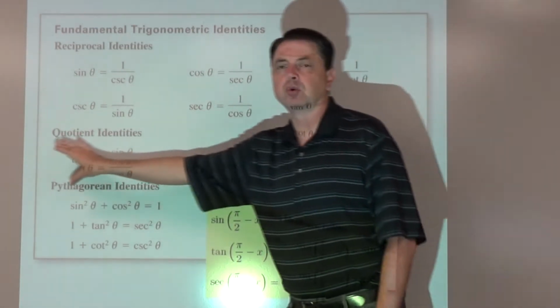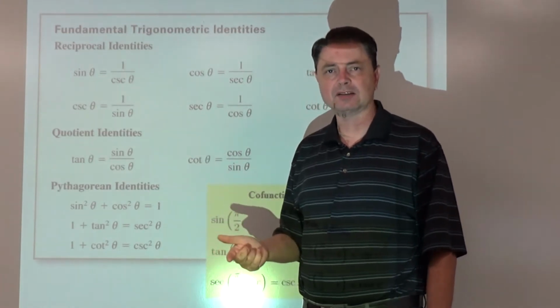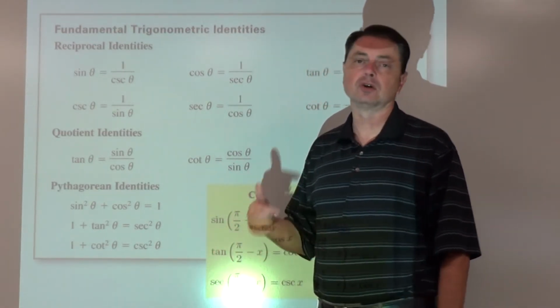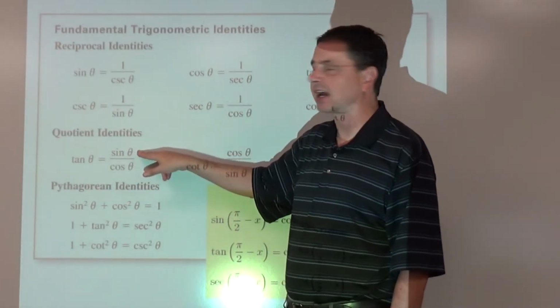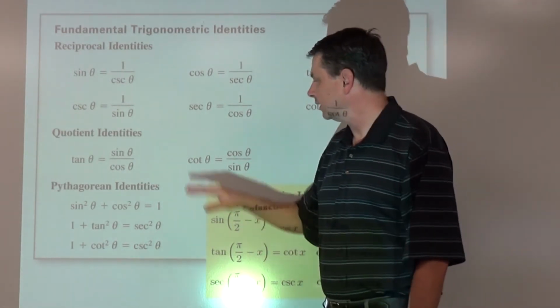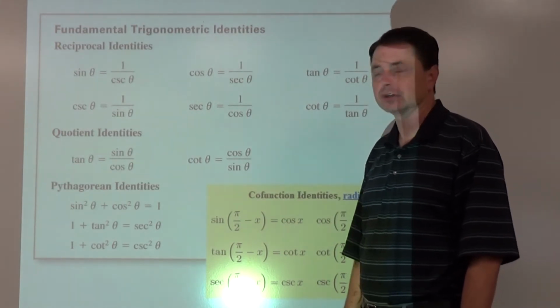Then we have the quotient identities. Because tangent is y over x, and in the unit circle y is sine, and in the unit circle x is cosine, we could also say the tangent of theta is the sine of theta divided by cosine of theta. And then cotangent being the reciprocal, if we just flip that, we get the reciprocal functions as well.